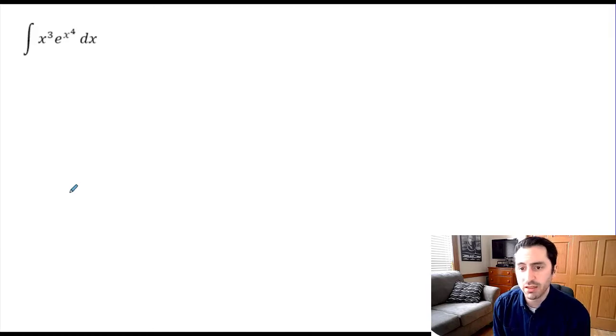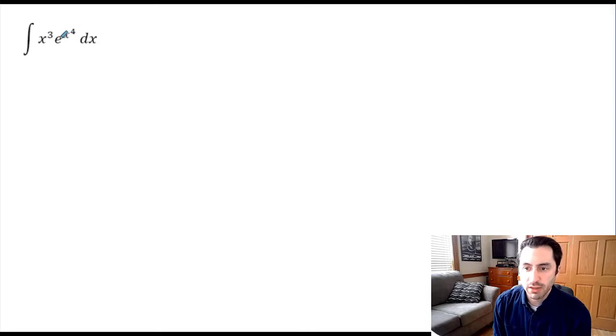Here I have the integral of x cubed times e to the x to the fourth times dx. This one's a little bit different, but again, just looking at it right away, I don't know how to find the antiderivative of that expression. So we want to use substitution to rewrite it into an expression that we do know how to find the antiderivative of. In this case, I have two different factors that are being multiplied together. I have an x cubed, and then I have my exponential term, e to the x to the fourth.